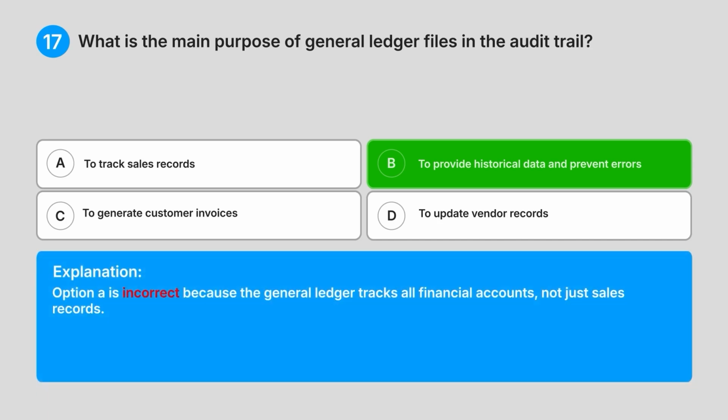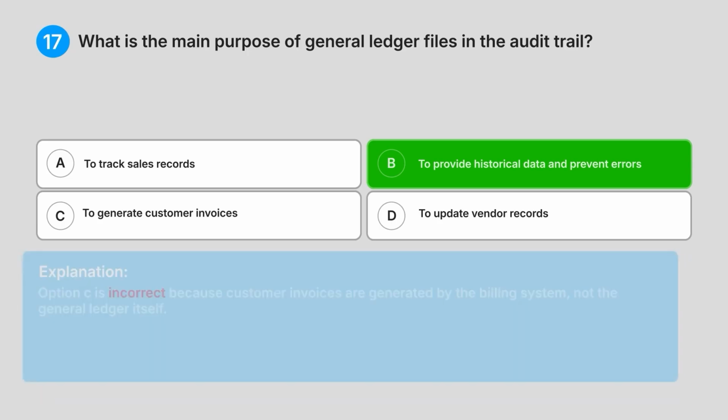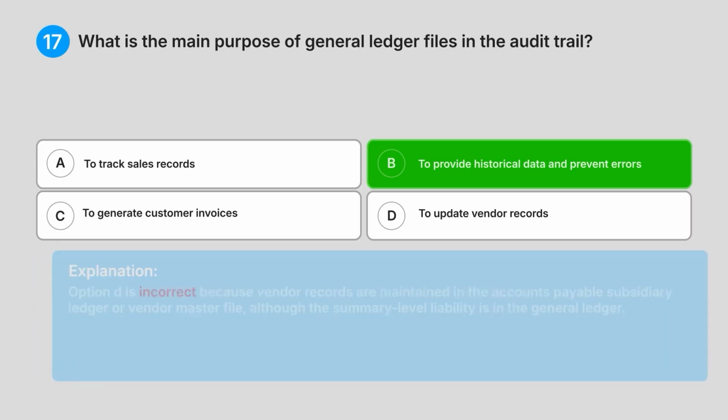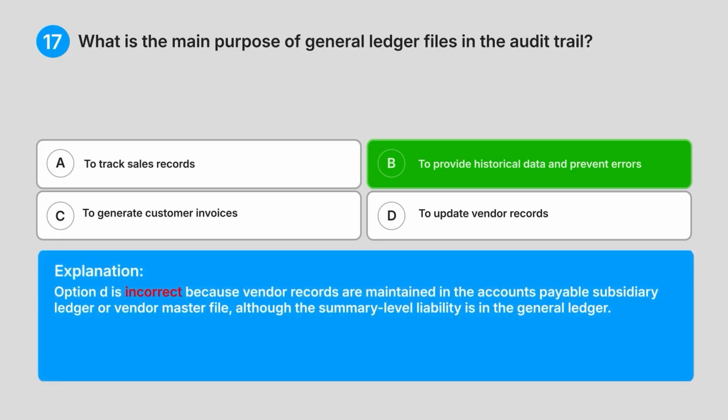Option A is incorrect because the general ledger tracks all financial accounts, not just sales records. Option C is incorrect because customer invoices are generated by the billing system, not the general ledger itself. Option D is incorrect because vendor records are maintained in the accounts payable subsidiary ledger or vendor master file, although the summary level liability is in the general ledger.